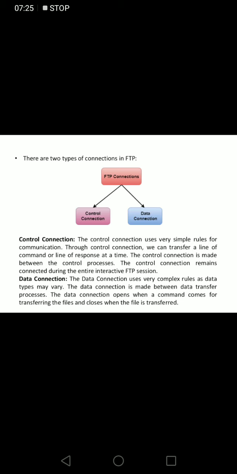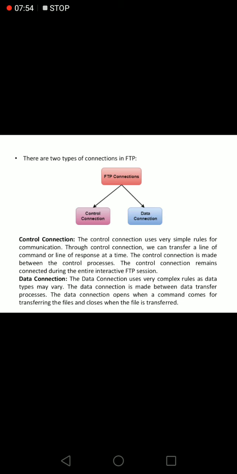FTP connections are of two types, one is the control connection and another one is the data connection. The control connection uses very simple rules for communication. Through the control connection we can transfer a line of commands. The control connection is made between only the two control processes, and it remains connected during the entire interactive FTP session.